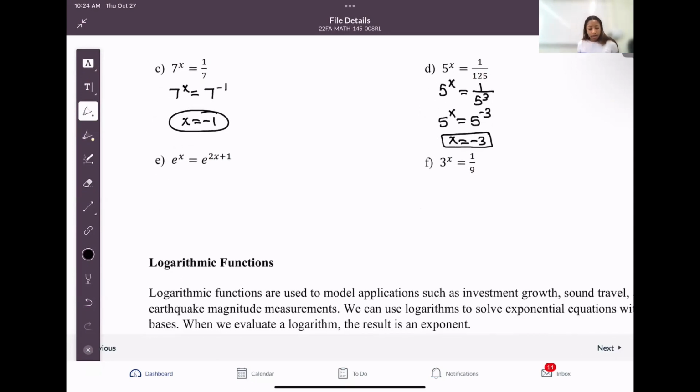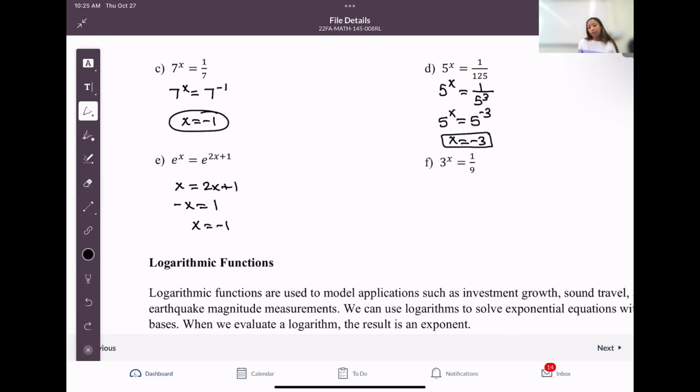All right, 2 more of these. e to the x equals e to the 2x plus 1. This is 2 exponential expressions with a base of e. Our bases are already the same. If we set our exponents equal to each other, we get x is equal to 2x plus 1. And then this is a linear equation that we can solve. We can subtract the 2x from both sides. That gives us negative x equals 1, and then divide by negative 1 to get x equals negative 1. We'll go on to part F.